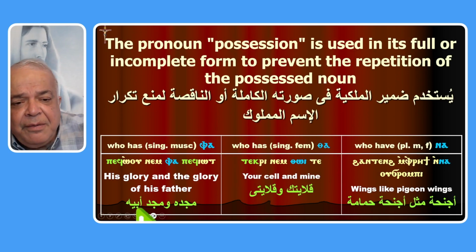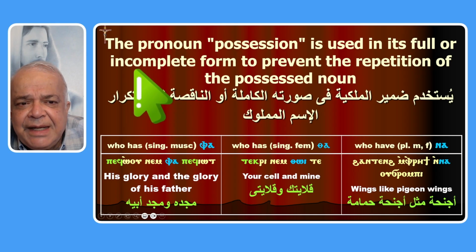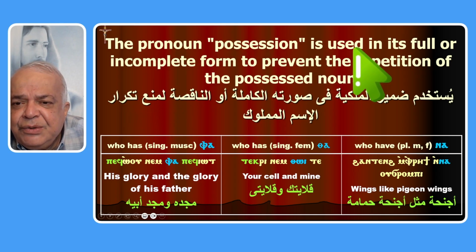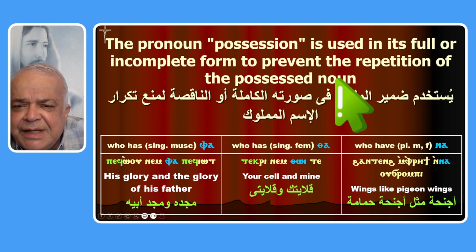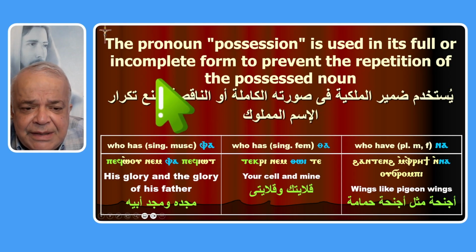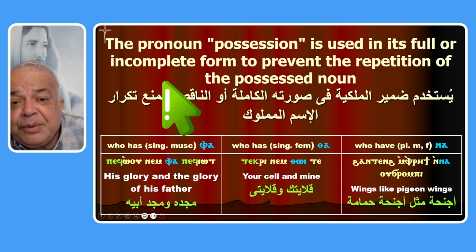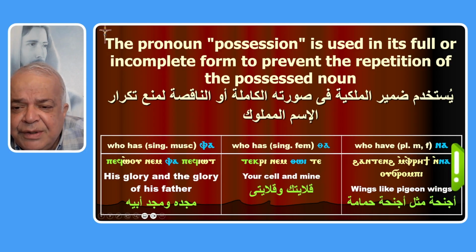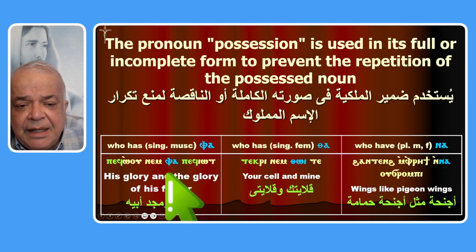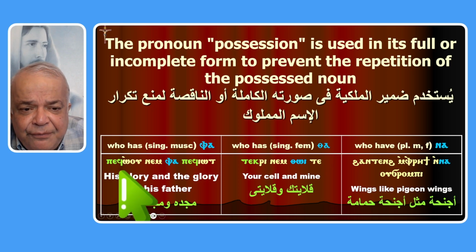More examples of our regular language, same idea. Here we say, the pronoun of possession is used in its full or incomplete form to prevent the repetition of the possessed noun. Here is another use, where instead of repeating the possessed material, we just use fa or tha or na to express that. Example, when I say pef, pef means his for masculine singular articles. Pef, his.